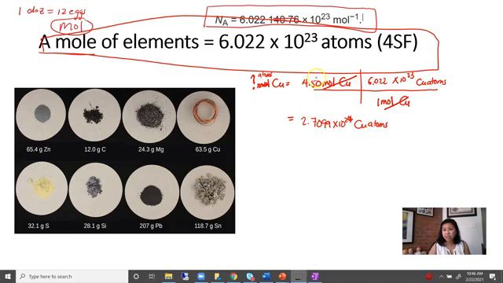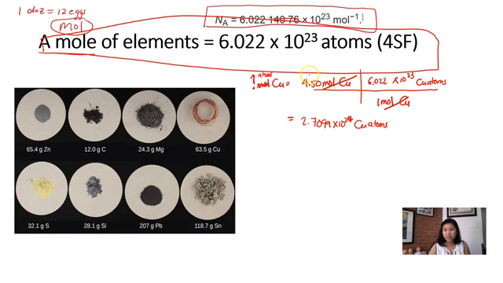Now let's take a look at the numbers. This number has 3 significant figures. And this number is not an exact number, but rather a truncated or chopped off number. So this has 4 significant figures. So of the two, the one that has fewer sig figs is the given information. So we need to round it off to 3 sig figs. So 2.71 times 10 to the power of 24 copper atoms.